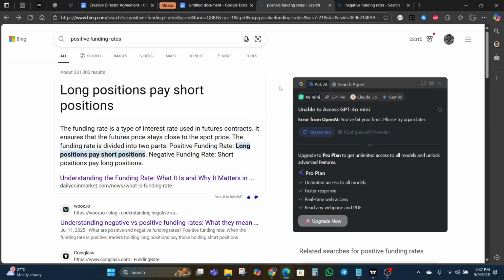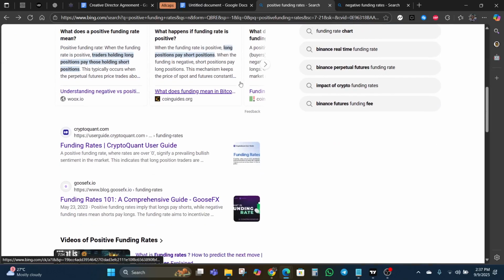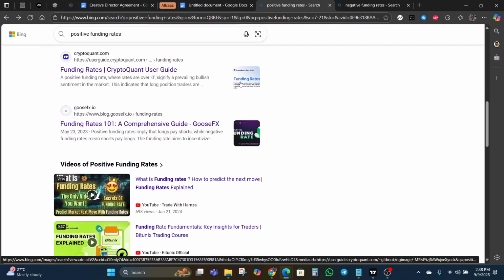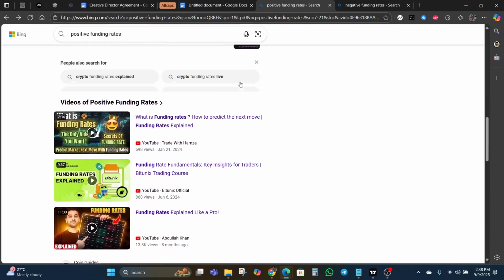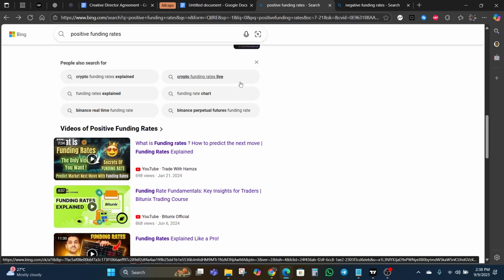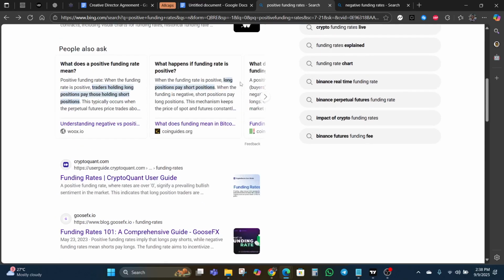Now, using funding rates strategically helps you better understand market pressure and potential short-term movements, right?